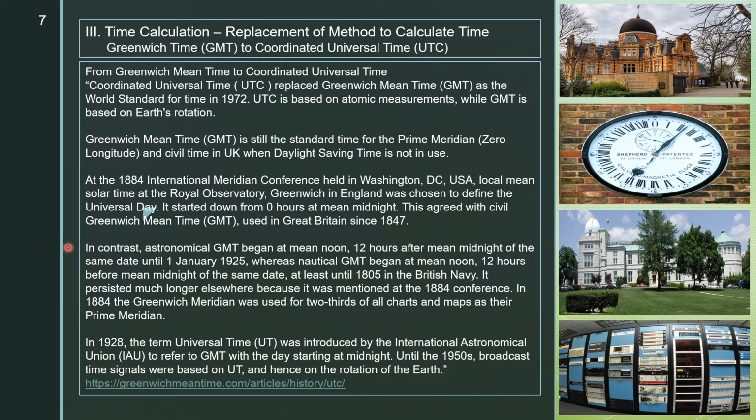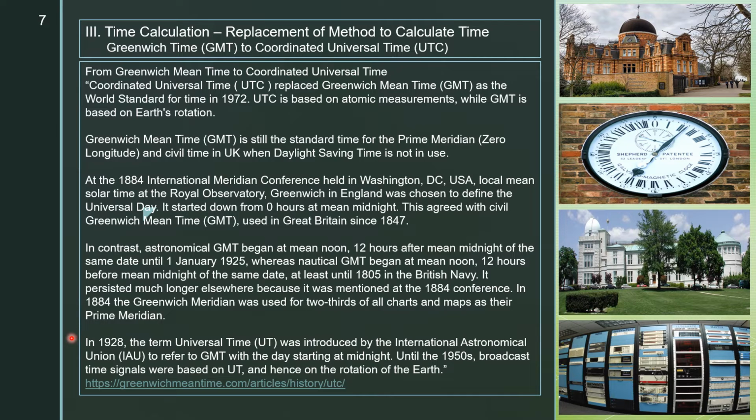In contrast, astronomical GMT began at mean noon, 12 hours after mean midnight of the same date until the 1st of January 1925, whereas nautical GMT began at mean noon, 12 hours before mean midnight of the same date, at least until 1805 in the British Navy. It persisted much longer elsewhere because it was mentioned at the 1884 conference. In 1884, the Greenwich meridian was used for 2/3 of all charts and maps as their prime meridian.